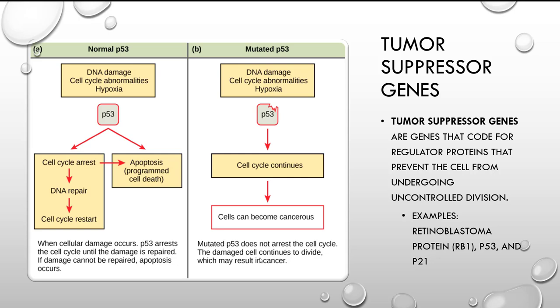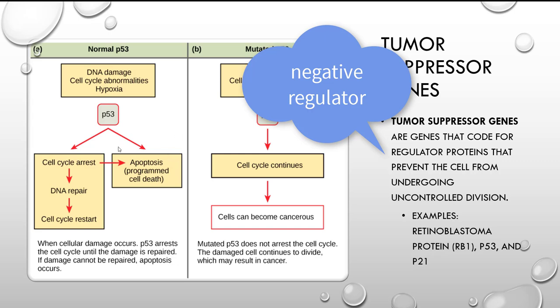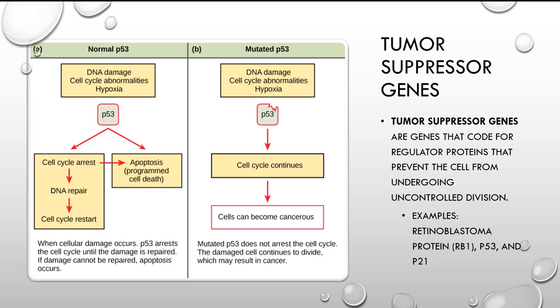continuing to divide. Okay, so this is an example of a negative regulator, so it will prevent the cell from continuing to divide either through cell death or through having it repair itself. But if we have a mutated tumor suppressor gene, it will allow the cell to continue to divide, becoming cancerous.